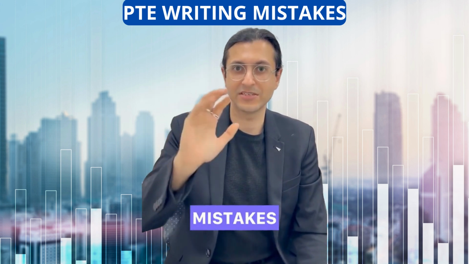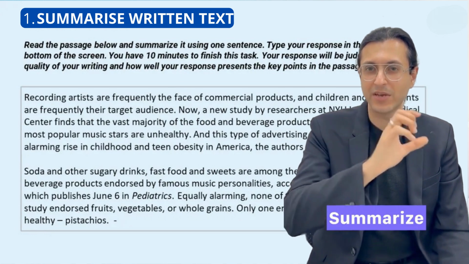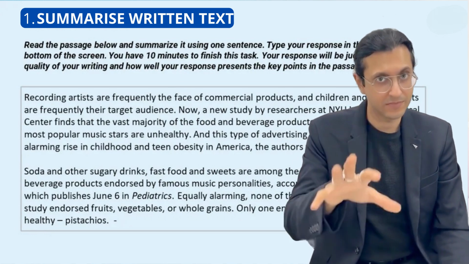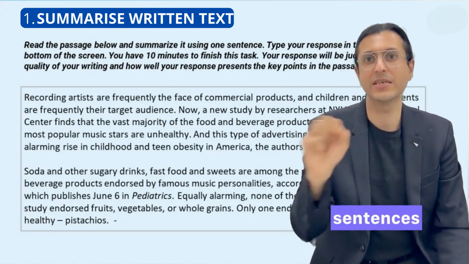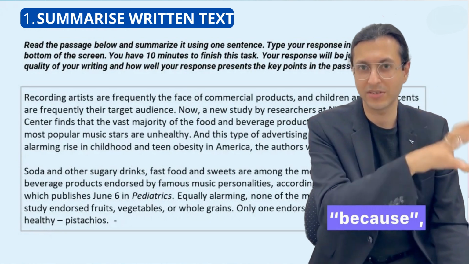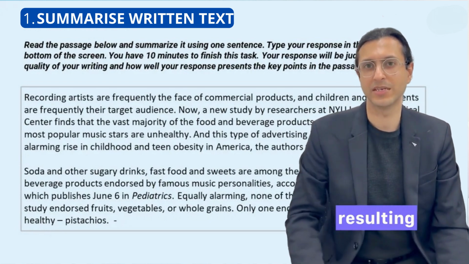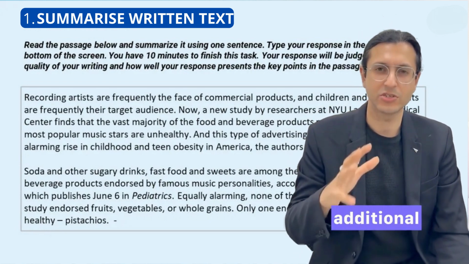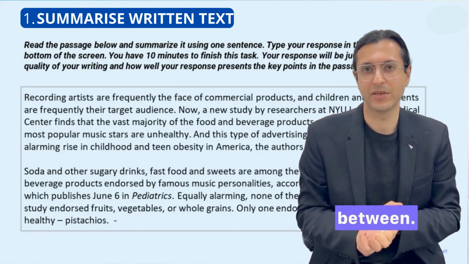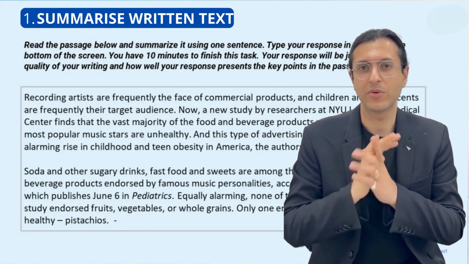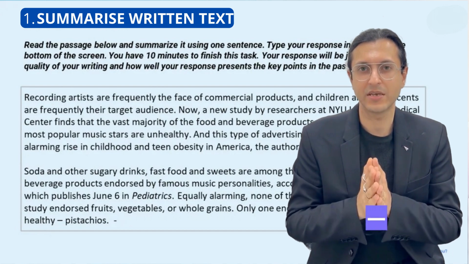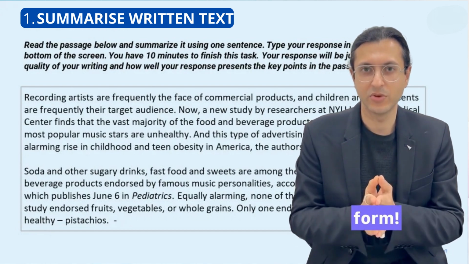Writing task mistakes and fixes. 1. Summarize Written Text, SWT. Mistake: writing two sentences or using connectors like because, and, so, resulting in 0 marks if you use an additional full stop in your answer in between. Many students don't know it must be one single sentence. Otherwise, you get 0 for form.